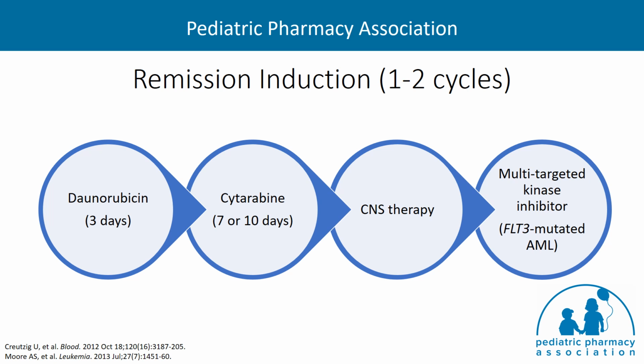And then next, all patients will receive some type of CNS-targeted therapy, specifically an intrathecal chemotherapy dose administration. Further CNS therapy may be warranted depending on the degree of leukemia within the CNS at diagnosis. And then lastly, depending on the FLT3 status, patients may receive a multi-targeted kinase inhibitor that, again, we will talk about when we go through all of the chemotherapy in depth.